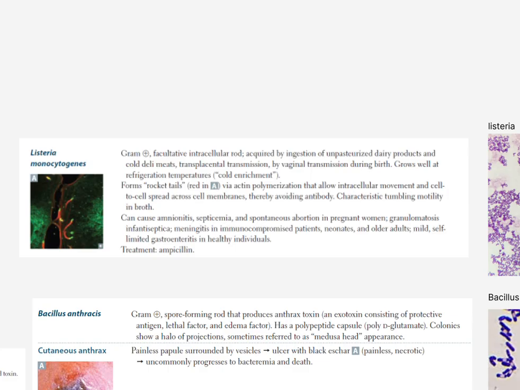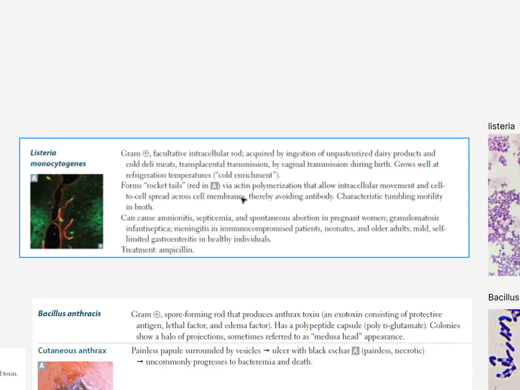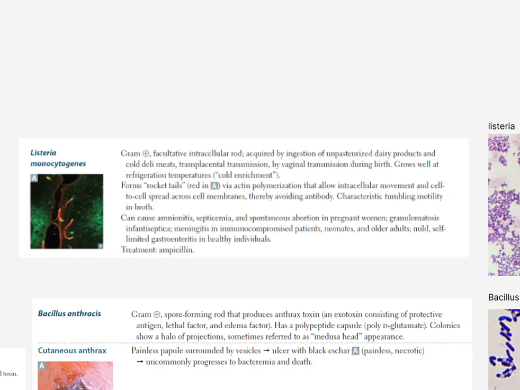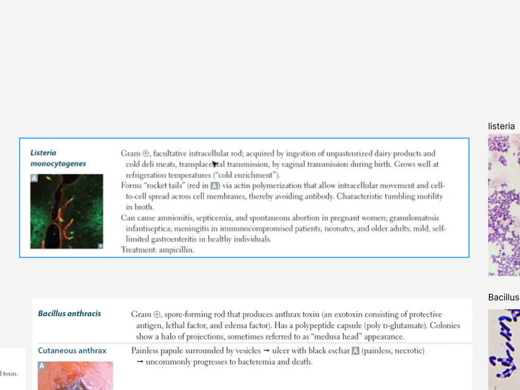So cell A's Listeria uses an actin rocket to shoot to cell B, right? And this intracellular movement, this basically actin polymerization allows intracellular movement and cell spreading across cell membranes. And what this basically does is this avoids the antibody. And you see this characteristic tumbling motility in the broth of Listeria. All right. So it's a gram-positive facultative intracellular rod.